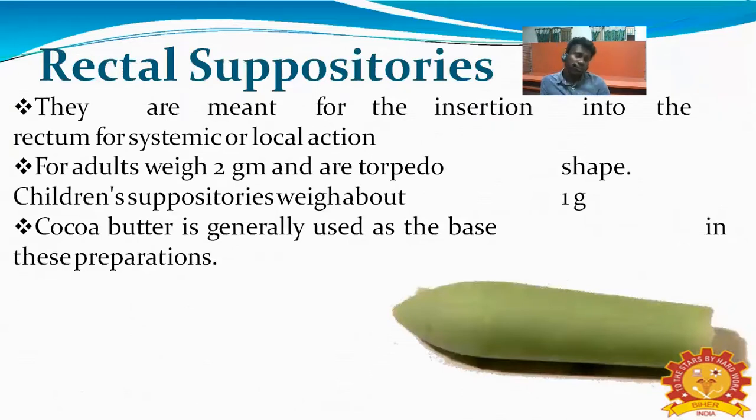Rectal suppositories. These are meant for insertion into the rectum for local or systemic action. The adult suppository weighs about 2 grams and is torpedo shaped. Children's suppositories weigh less. Cocoa butter is generally used as the base for the preparation.